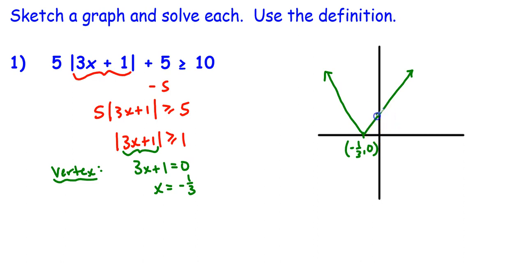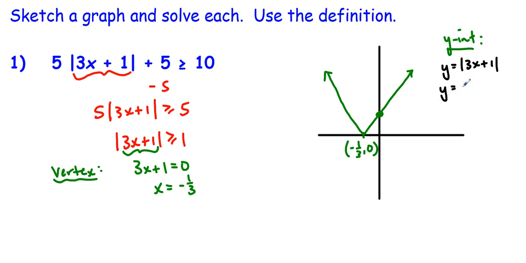And the other thing that I can label here is I've got a y-intercept. So if I want to find the y-intercept for this particular thing, we're going to come back over here to this function, because this is the function that we've graphed over here, the absolute value of 3x plus 1. And we're going to say, if I've got this function and I want to find the y-intercept, that means that my x value is going to be 0.